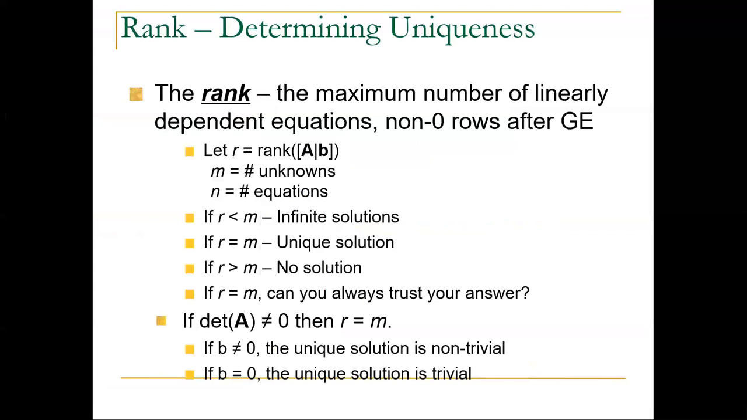R is called the rank. M is called the number of unknowns. N is called the number of equations. Right. If the rank is less than the number of unknowns, then we have infinite solutions. If the rank is equal to the number of unknowns, that just means the number of equations.